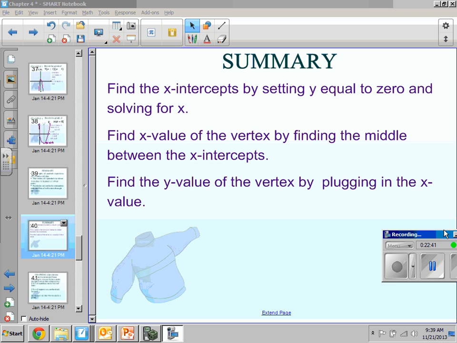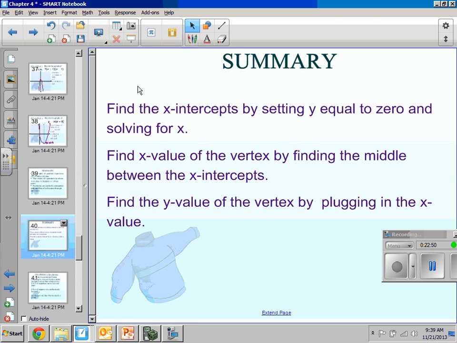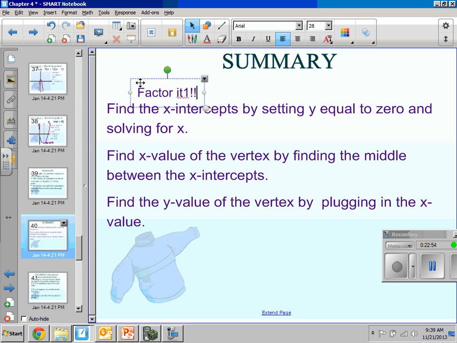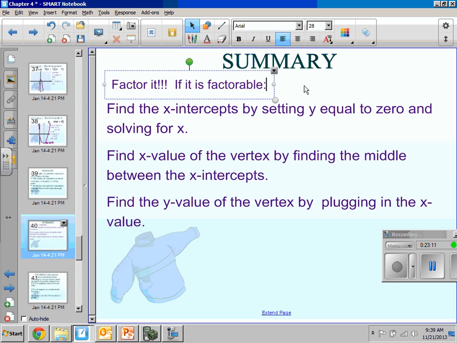And the way to graph equations that are in intercept form is first you want to find the x-intercepts by setting y equal to 0. And again, first you have to factor it. If it is factorable, you can do this. If it's not factorable, we need another plan, because this is all about graphing when it's in intercept or factored form.